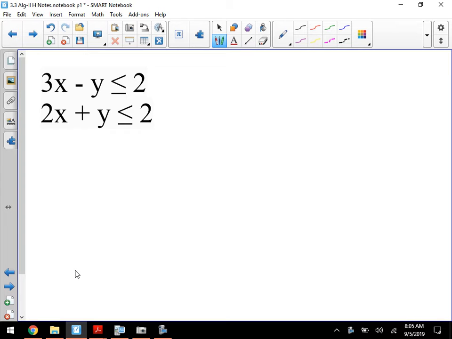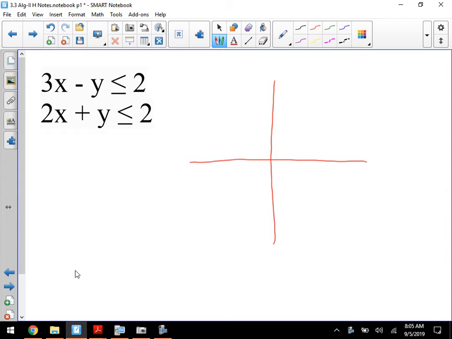We have two inequalities. Sometimes it's in slope-intercept form, sometimes they give it to us in standard form, just like this. And then it's just up to you as far as how you want to graph them. Now, again, I'm going to stay away from graph paper. We're going to try and scale this on our own. So you just go one at a time.